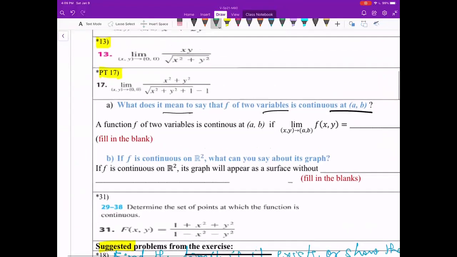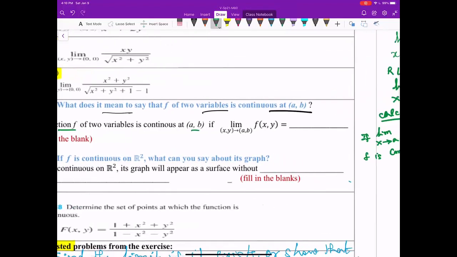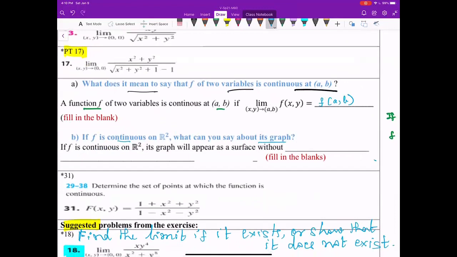Exactly similar concept here. A function f of two variables is continuous at the point (a, b) if the limit as (x, y) approaches (a, b) of f(x, y) equals f(a, b), the value of the function at (a, b). The limit exists, and also the value of the function should be equal to the limit at that point. If f is continuous on R2, what can you say about its graph? The graph will appear as a surface without holes or breaks.